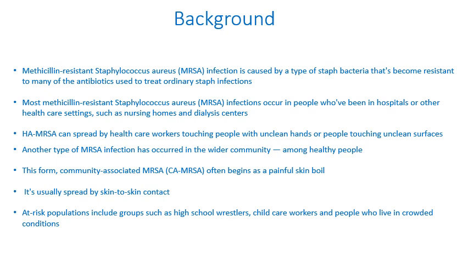So there's another type of MRSA infection which occurs in a wider community known as community-associated MRSA. So this is within healthy people. So this often begins as a painful skin boil. It's usually spread by skin-to-skin contact. So at-risk populations include groups such as high school wrestlers, childcare workers, and people who live in crowded conditions.